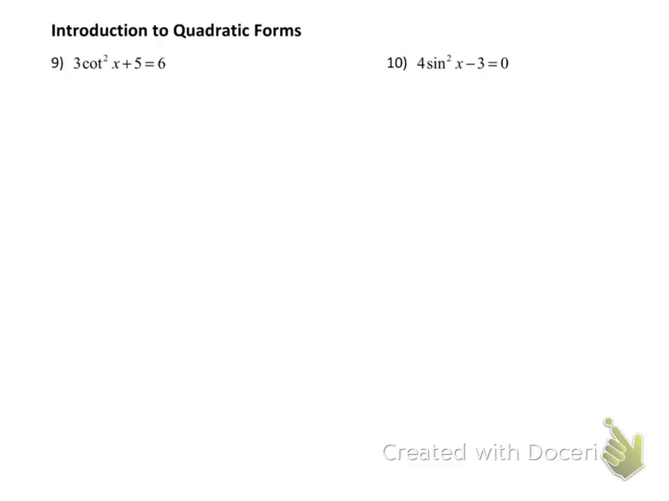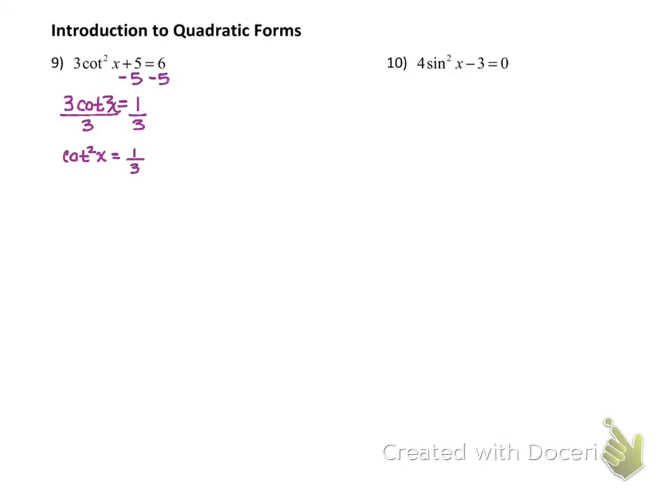So all of these problems were in the linear format. It was just sine, cosine, tangent, cosecant, whatever. But now we have quadratic form, so cotangent squared, sine squared, cosecant squared. So we're going to follow the same steps. It's just going to be a little bit different. So we still need to isolate, but now we're going to isolate cotangent squared. So I'm going to subtract 5 and then divide by 3. So then I get cotangent squared of x equals 1/3. I forgot my x up there.